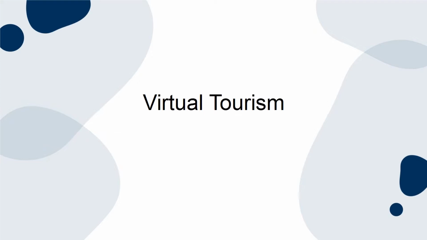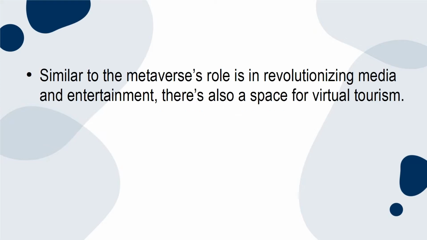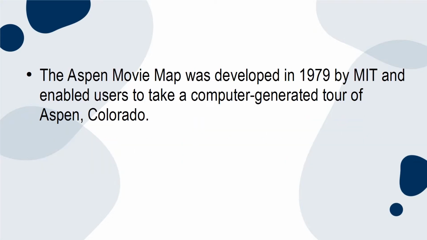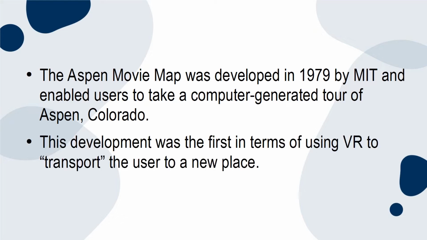Virtual tourism. Similar to the metaverse's role in revolutionizing media and entertainment, there's also a space for virtual tourism. While many may compare this technology to that of Google Street View, there is actually another VR tourism model that originated decades before Google did. The Aspen Movie Map was developed in 1979 by MIT and enabled users to take a computer-generated tour of Aspen, Colorado. This development was the first in terms of using VR to transport the user to a new place.